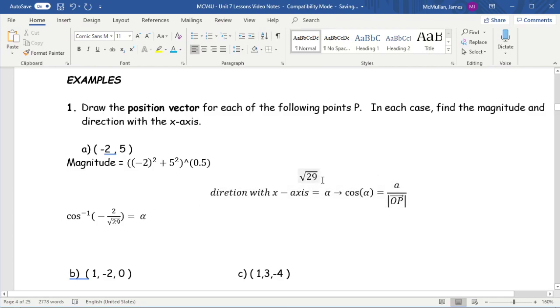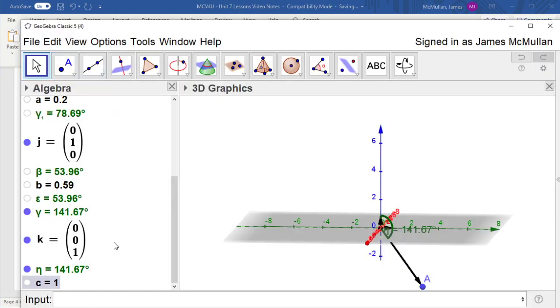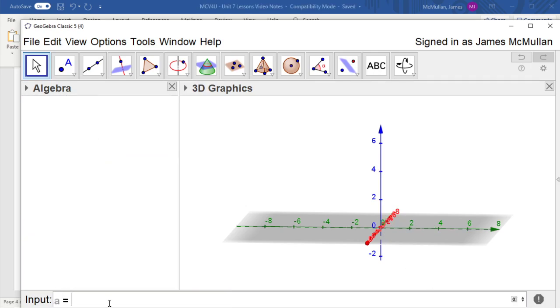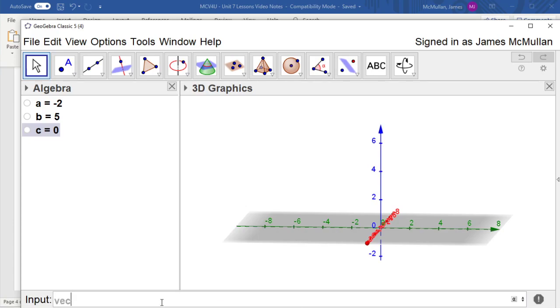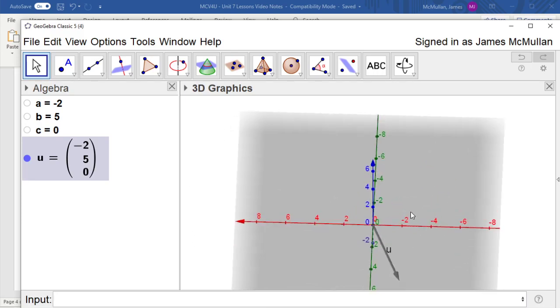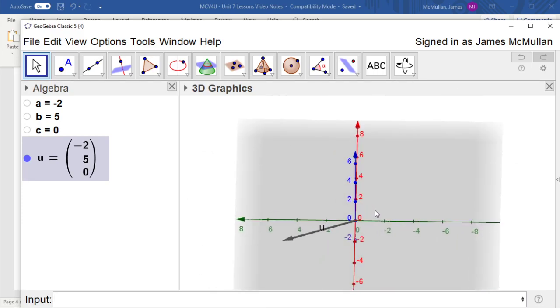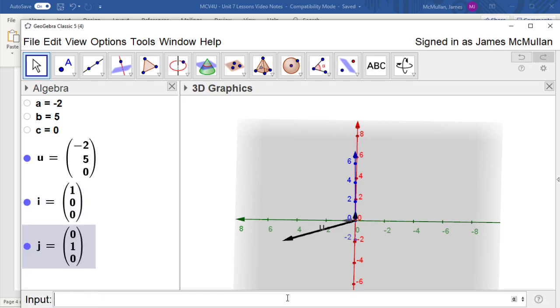Okay, so in our case, let's just quickly draw this one. So I'm going to just reset all this stuff. Okay, so let's say A equals -2, B equals 5, C equals 0. There's no Z in this one, right? It's just a 2D question. So then I'm going to draw a vector O to A, B, C. Draws vector U. There it is. I'm going to make vector i 1, 0, 0. That's the x-axis. Vector j is the y-axis, 0, 1, 0, or is parallel to the y-axis. Vector k is parallel to the z-axis, and so on.